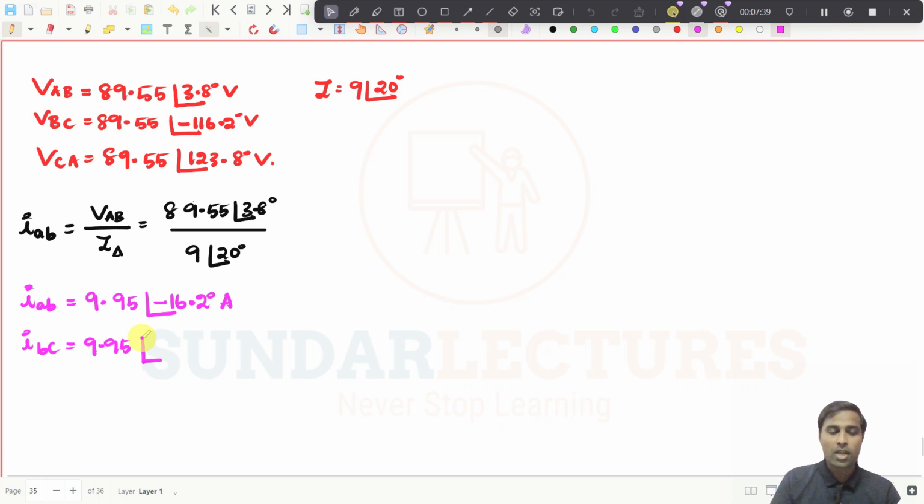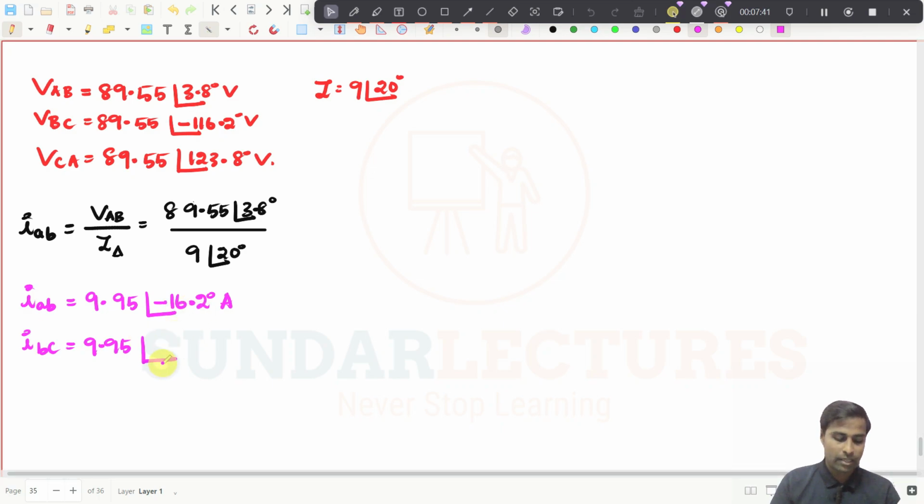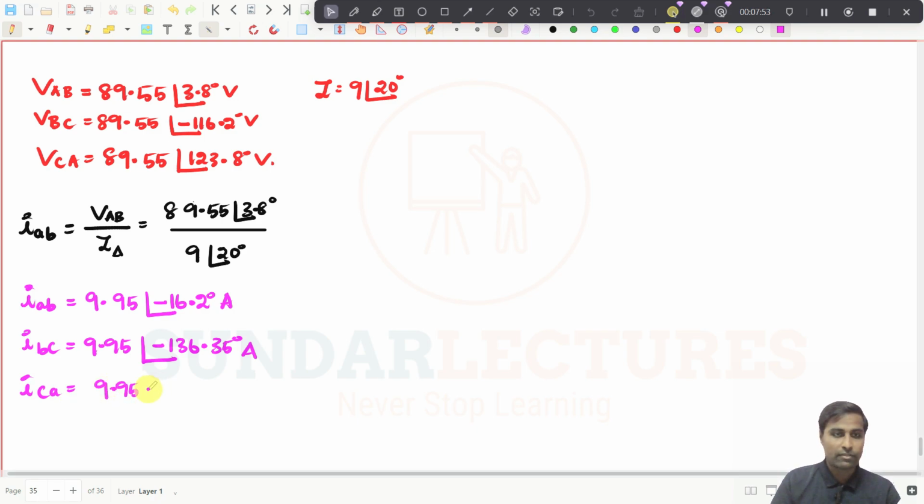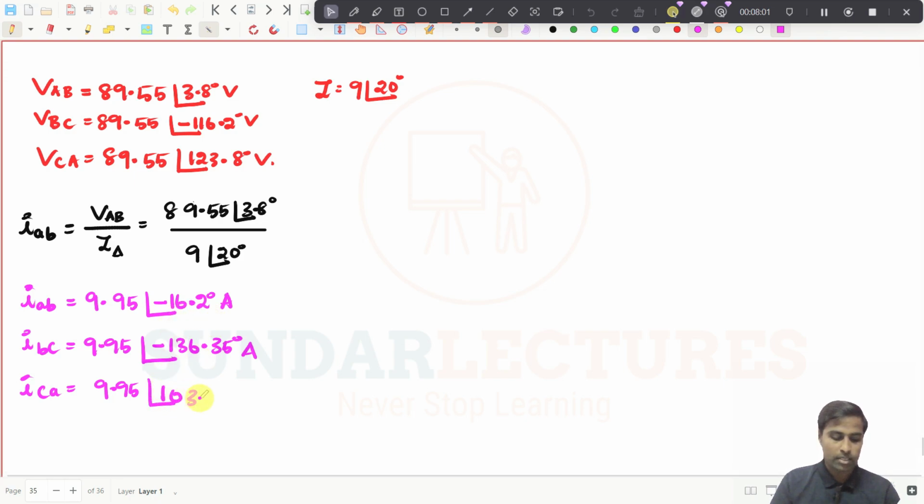And we know the sequence they have given you is ABC, so IBC will be 9.95, same magnitude, at an angle of minus 120 degree from here on, so it will be minus 136.35 degree amperes. And ICA, if you are going from here on, it is 9.95 at an angle of, you just put a plus 120 degree in this angle, so you will get 103.8 degree amperes.